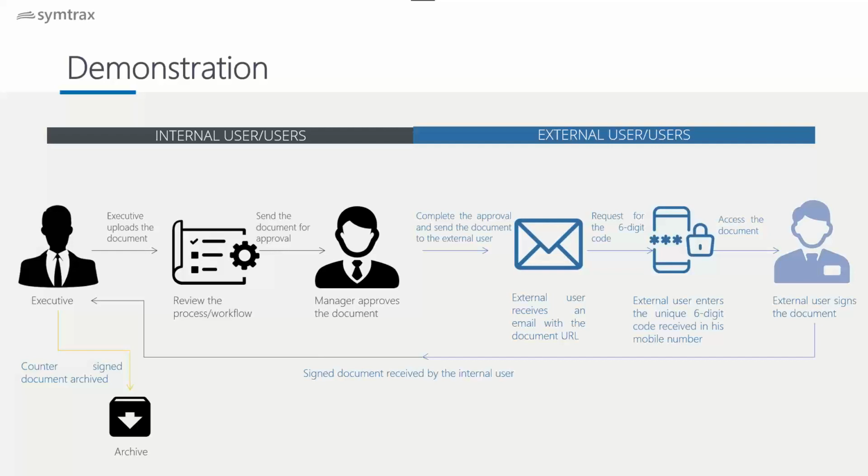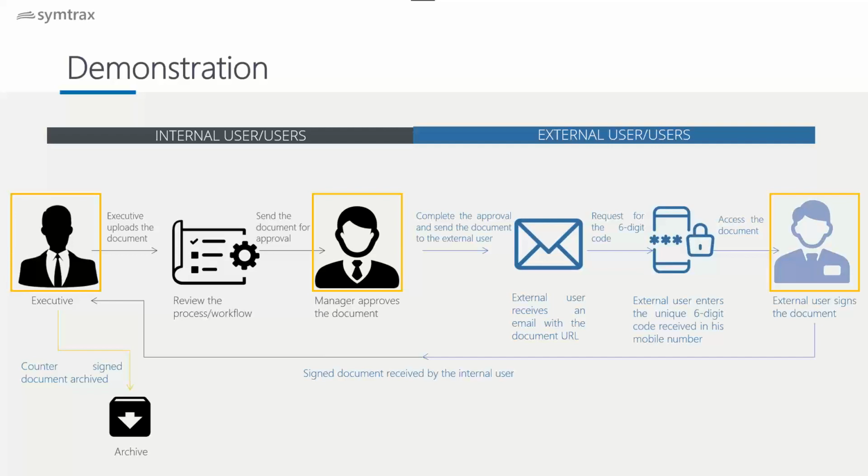So we will move ahead with the demonstration. This is a single workflow that we'll be using for the demo purpose. I will start with the users. There will be an executive, and Omalade will be performing the role of the executive. There will be a manager, and I will perform the role of the manager. Finally, there'll be an external user or external recipient, and Janine will be performing that role.